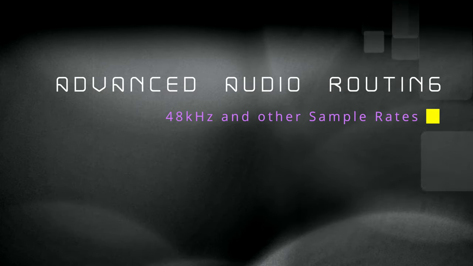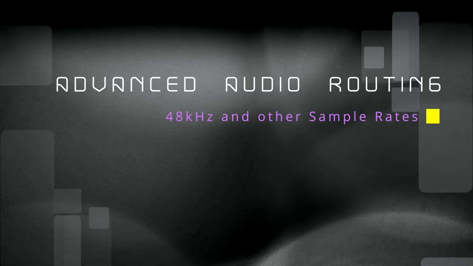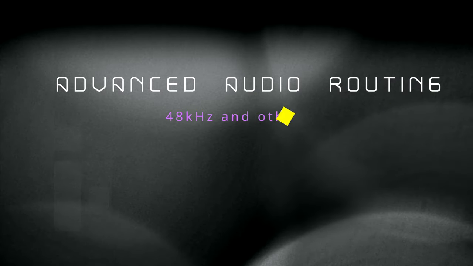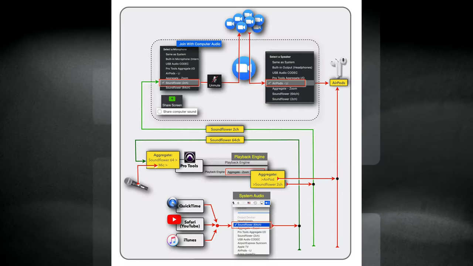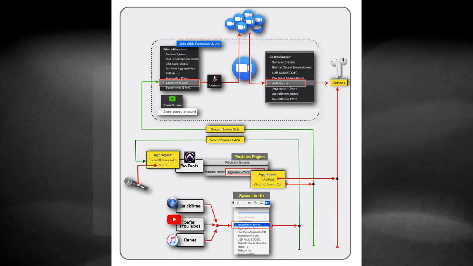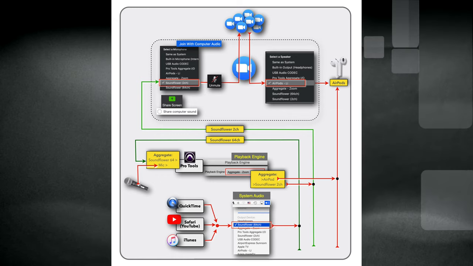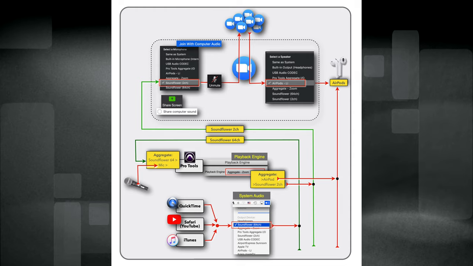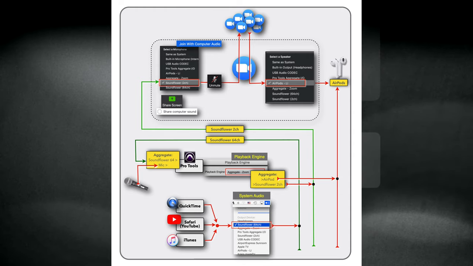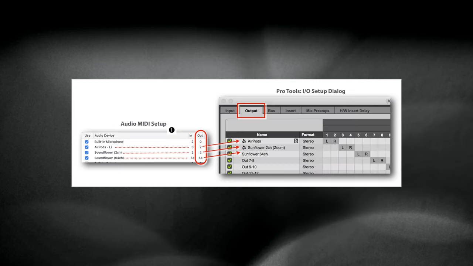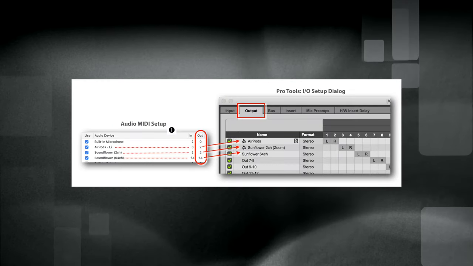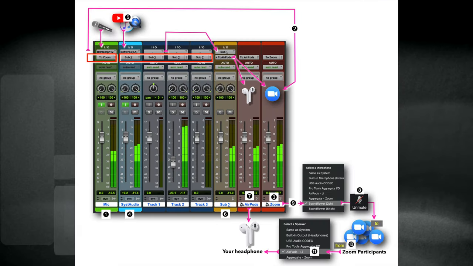One major limitation in Zoom is that it only operates with a sample rate of 48 kHz. For applications that use the system audio, like Safari or iTunes, this is not a problem. But any DAW session with a sample rate other than 48K will not work unless you use a special advanced routing with aggregate devices in conjunction with Soundflower or Loopback.